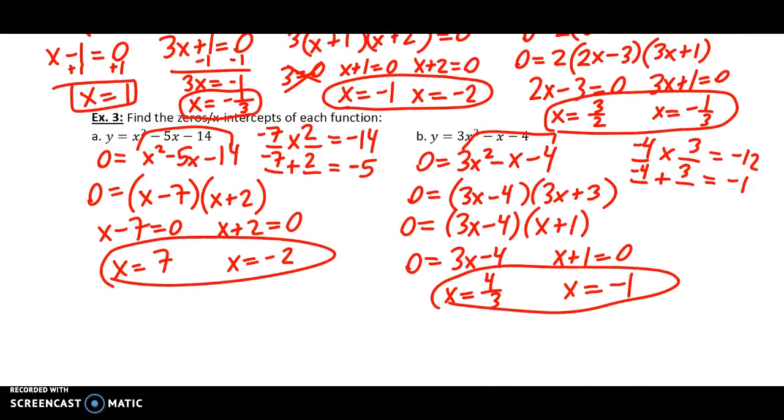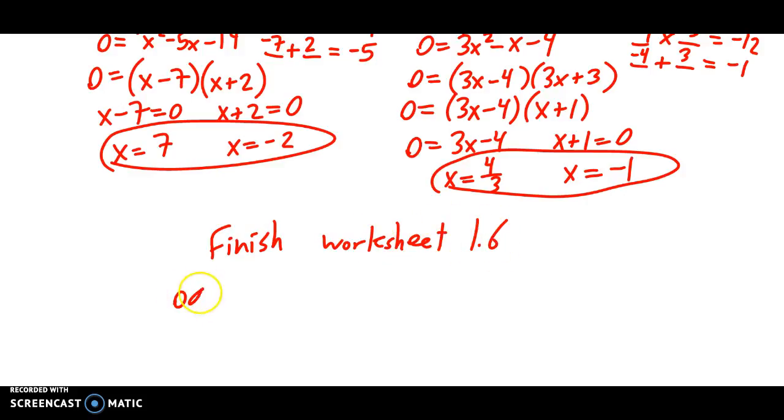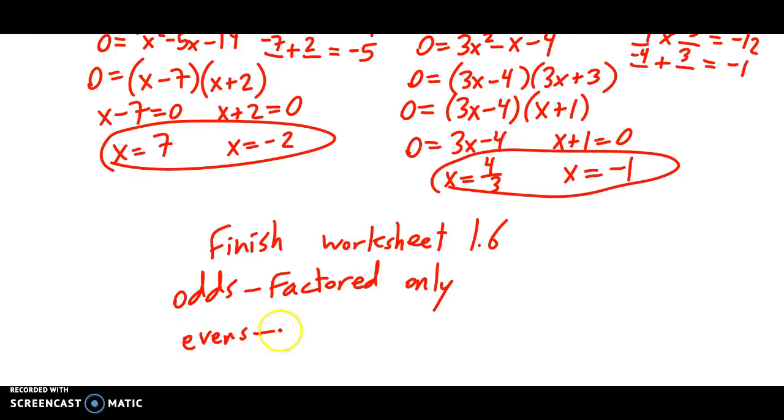But here's your assignment for today that I want you to work on. So you're going to finish worksheet 1.6. Okay? For today, you should have done the odds, where you factored only, right? All you had to do was just factor them. You didn't have to set them equal to 0. Today, you're going to do the evens. You're going to factor and solve. Okay? Obviously, the solving comes from factoring. So, you're going to finish the whole worksheet, and I will collect this tomorrow.